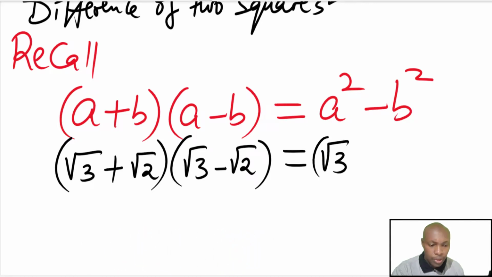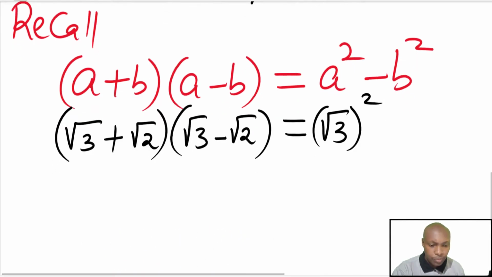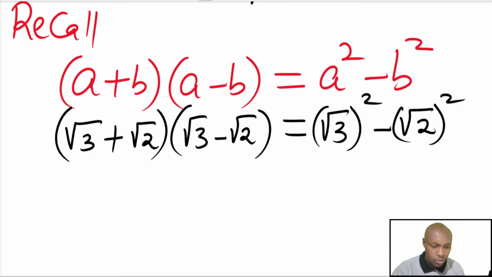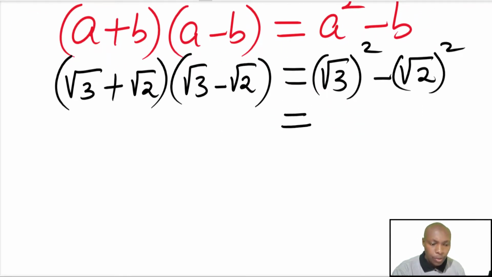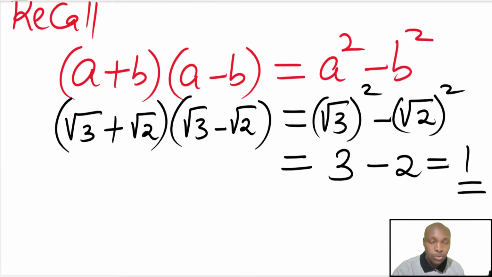So if we go by this, where a is root 3, that will be root 3 squared minus root 2 squared. And what is root 3 squared? It is 3. Root 2 squared is 2. So 3 minus 2 is 1. So the whole denominator simplifies to 1.